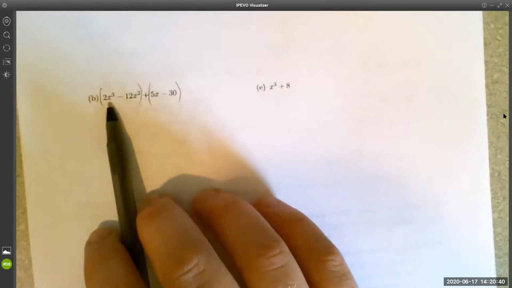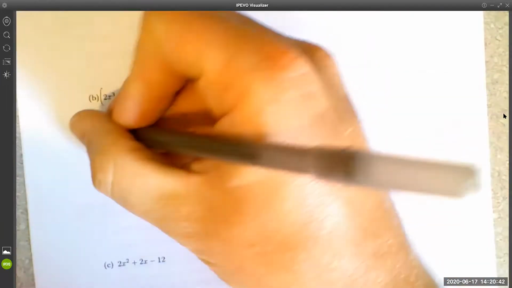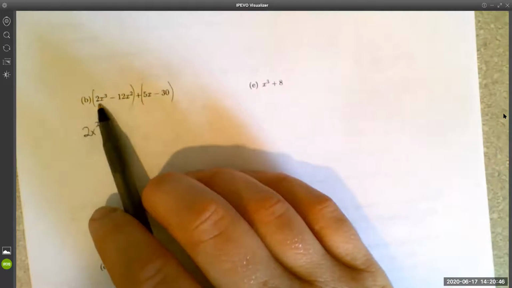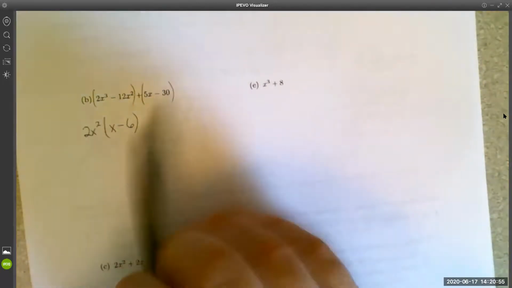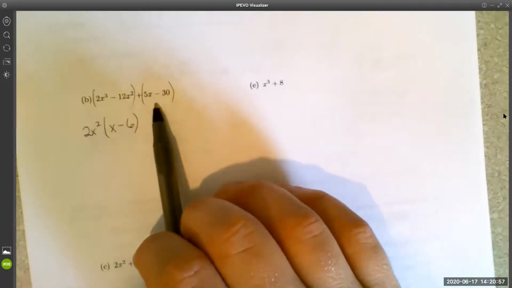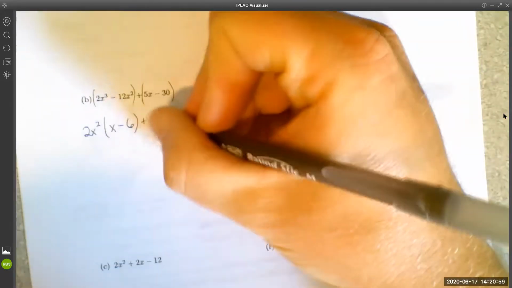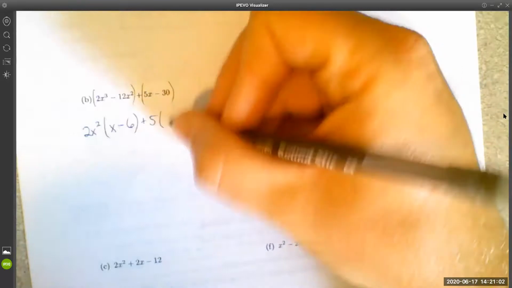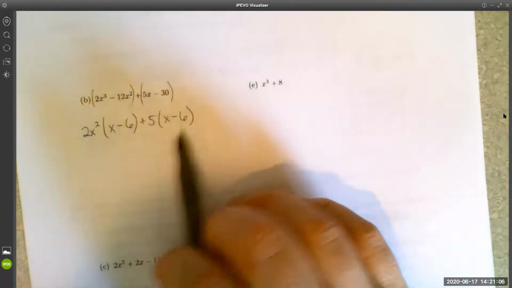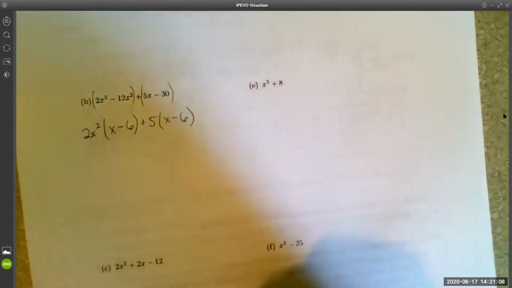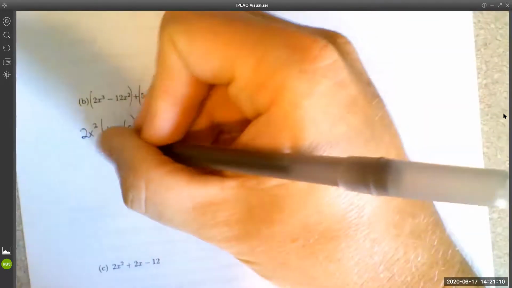Looking at this first group, I do have a GCF I can factor out here. I can take out a 2x squared. And if I take out a 2x squared, I'm going to be left with an x and a negative 6, right? That would give me 2x cubed minus 12x squared. From the second group, I can factor out a 5. And if I do that, then I'm left with an x minus 6, right? 5x minus 30.